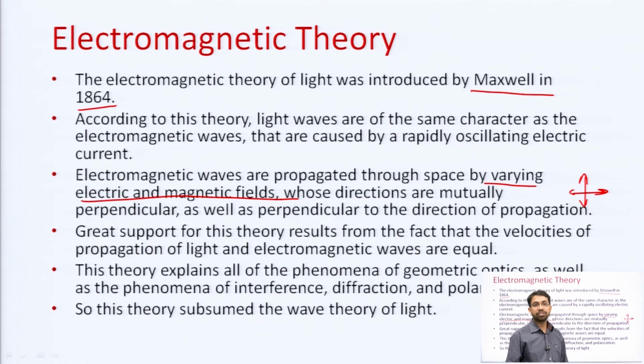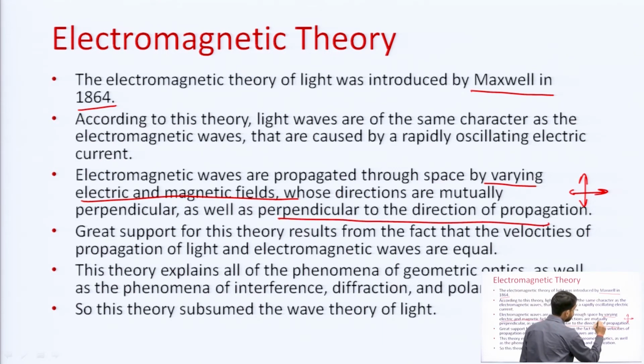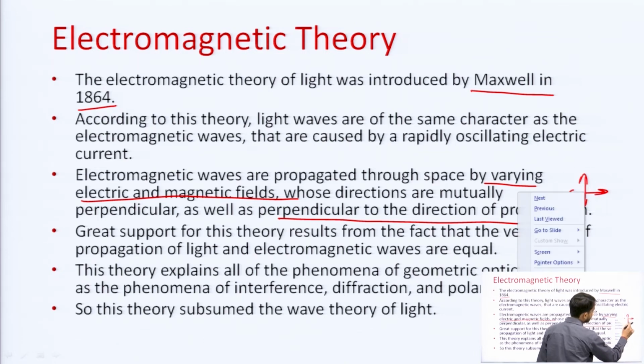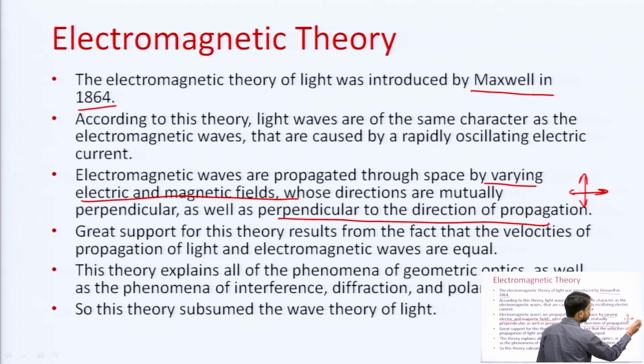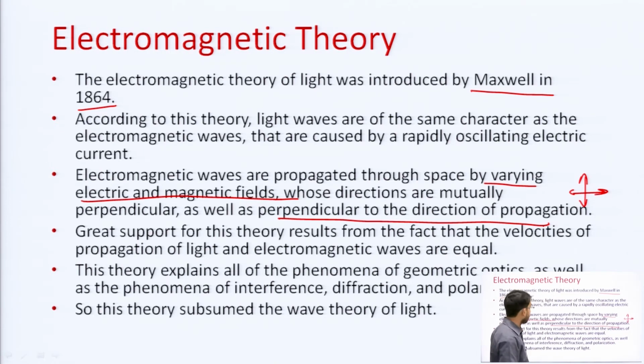Okay. So, the vibrations are mutually perpendicular to each other, and how do electromagnetic waves propagate through space? Through this vibration, as well as perpendicular to the direction of propagation. So, if the magnetic field is vibrating like this and the electric field is vibrating like this, then what is the direction of propagation? The direction of propagation is this. The light ray will come either out of this screen or go inside this screen. So, this is the direction of propagation of the electromagnetic wave. Okay.